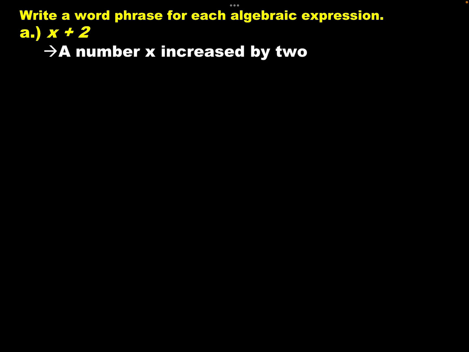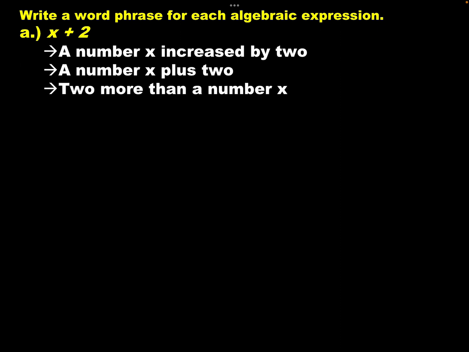Okay, so now this next part, you can pause if you need to, but you're going to write your own word phrases. You're going to try to come up with something creative with these. So if I had X plus 2, you could really just write a number X increased by 2. You could have written a number X plus 2. You can go as basic as you want. Now, I do want to encourage you on your homework to try to write a few different versions, not write the same thing. Every time you see addition, don't use the word plus.